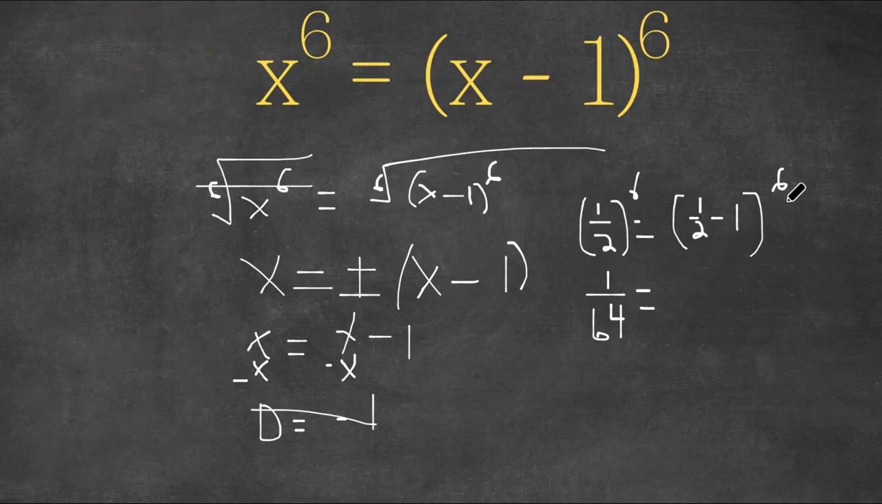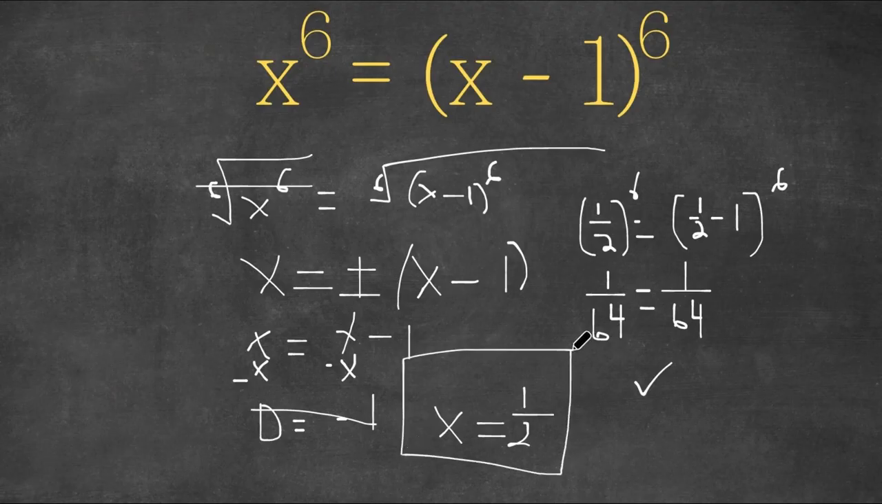And negative 1/2 to the power of 6, well, that's the same thing as 1/2 to the power of 6, because even if you raise a positive or negative number to an exponent, as long as our exponent is even, then our answer is always going to be positive. So negative 1/2 to the power of 6 is also 1/64. So this is right, meaning x does equal 1/2. So this is our answer to this equation.